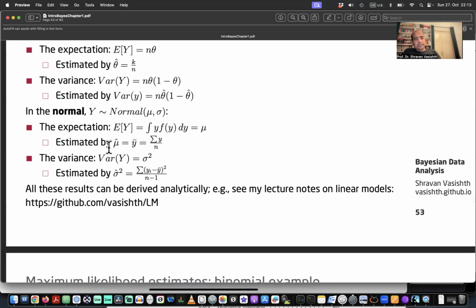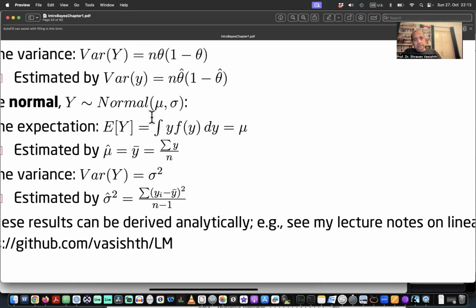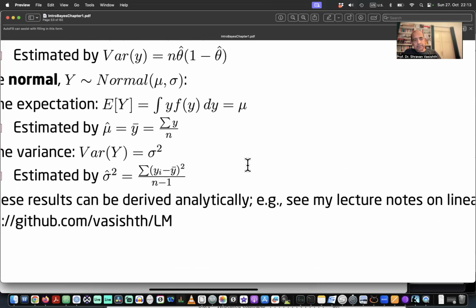And in the normal case, this is probably much more familiar to all of you, right? So the definition of expectation, as I said, is in terms of an integral now. It's not the summation. So the expectation of the random variable is going to be mu. This can be proven through integral calculus. And you will estimate the mu. You get mu hat as the estimate. It's also sometimes written y bar.